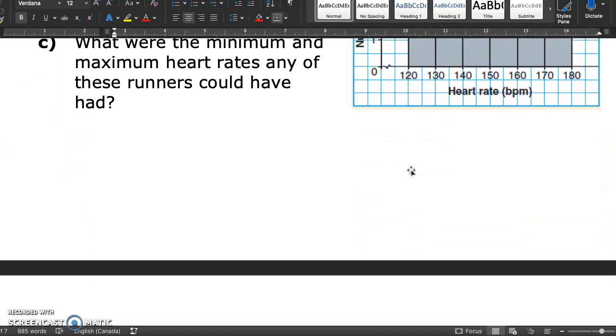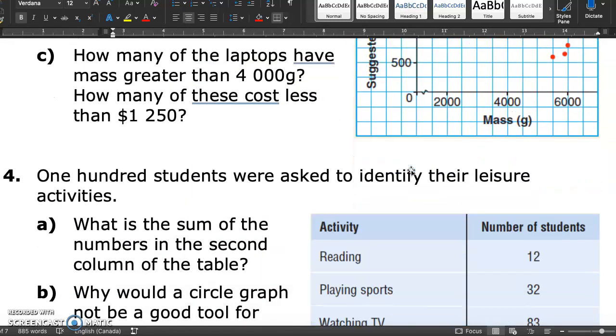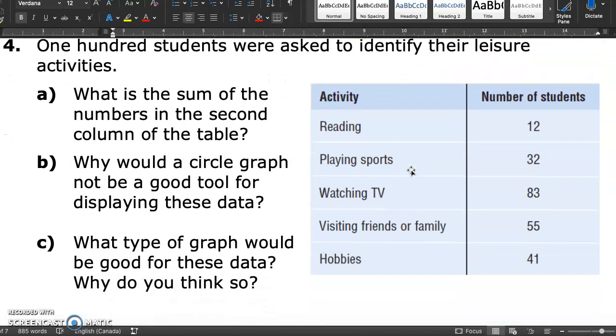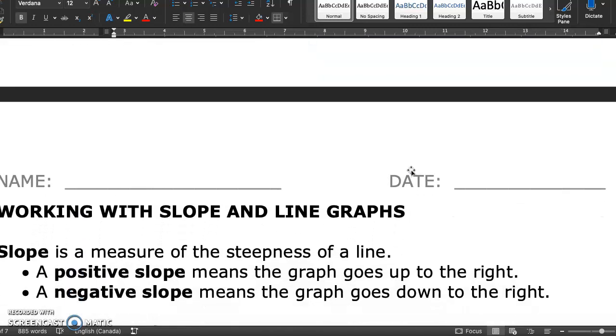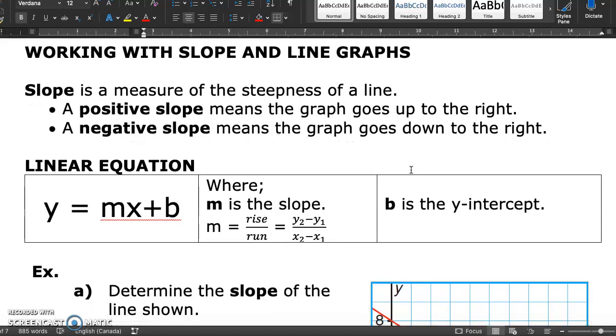I see a histogram, circle graph, and a scatter plot. We'll investigate each of these, a table, and we'll investigate each of these further in future lessons. But let's talk about an important concept that we learned earlier. Working with slope and line graphs.